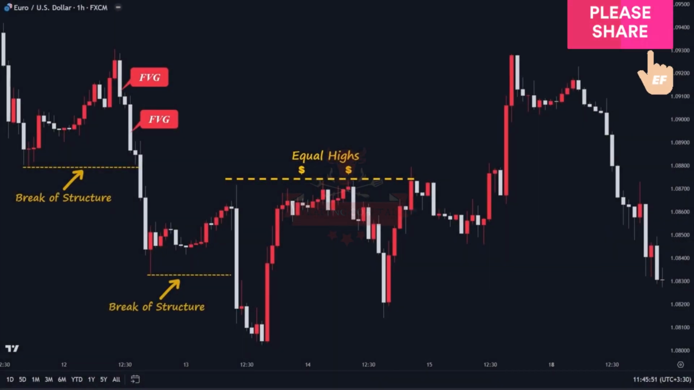Here, we have the 1-hour time frame of the euro-dollar pair displayed. It's obvious that price is in a downtrend and supplies are in control. If we shift our attention to the top of the chart, we can see that price has broken out of this structure with significant inefficiency and momentum. It has also generated an unmitigated and fresh supply zone at the extreme.